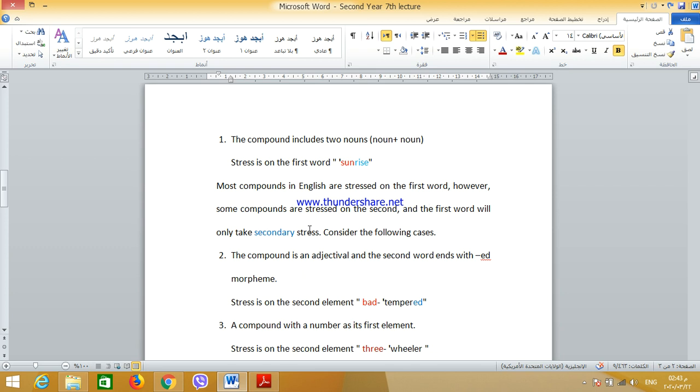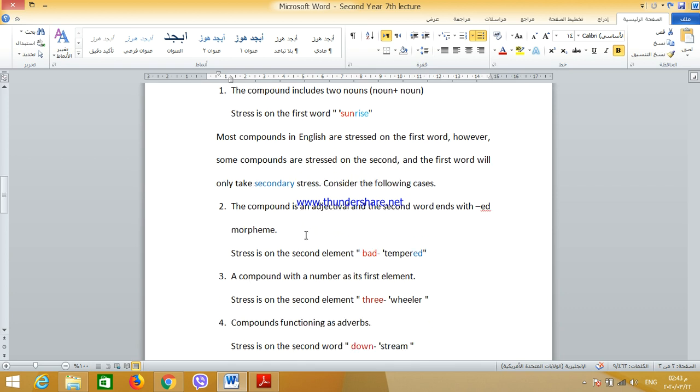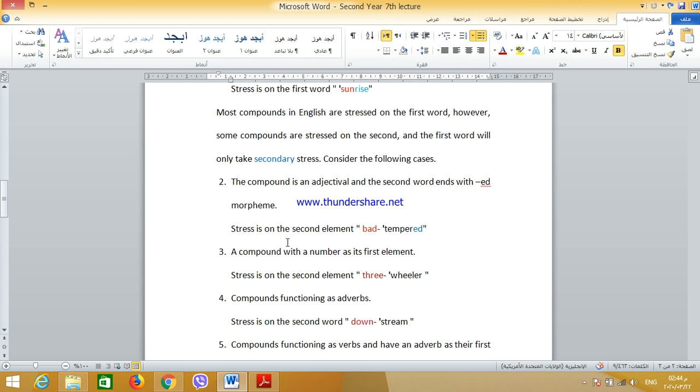However, there are compounds which are stressed on the second, and the first word will only take the secondary stress. Now let's look at some examples on some cases. If the compound is an adjectival and the second word ends with the ed morpheme, what will happen? The stress is going to be on the second element, like bad-tempered. This is an adjective, and here we have the ed morpheme at the end of the compound. Hence, the second part is stressed.